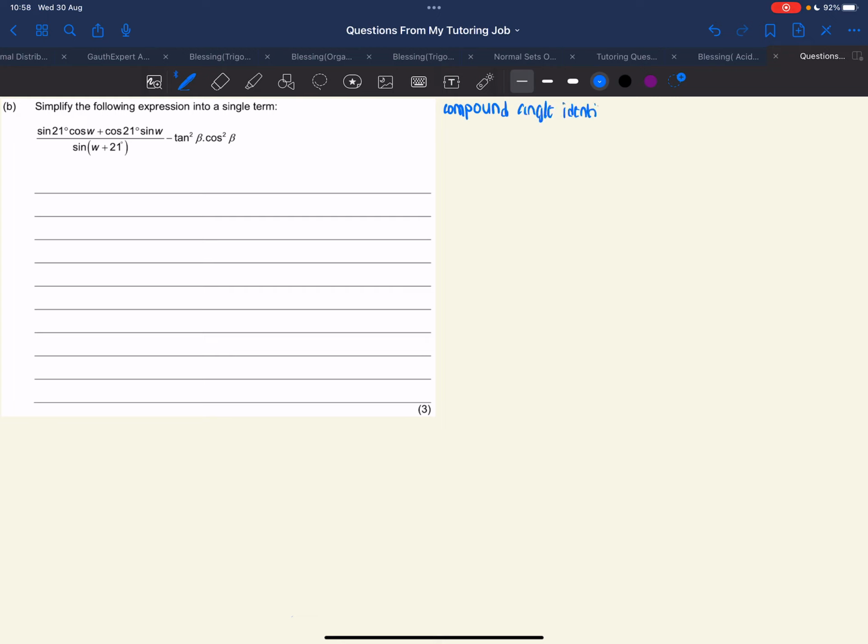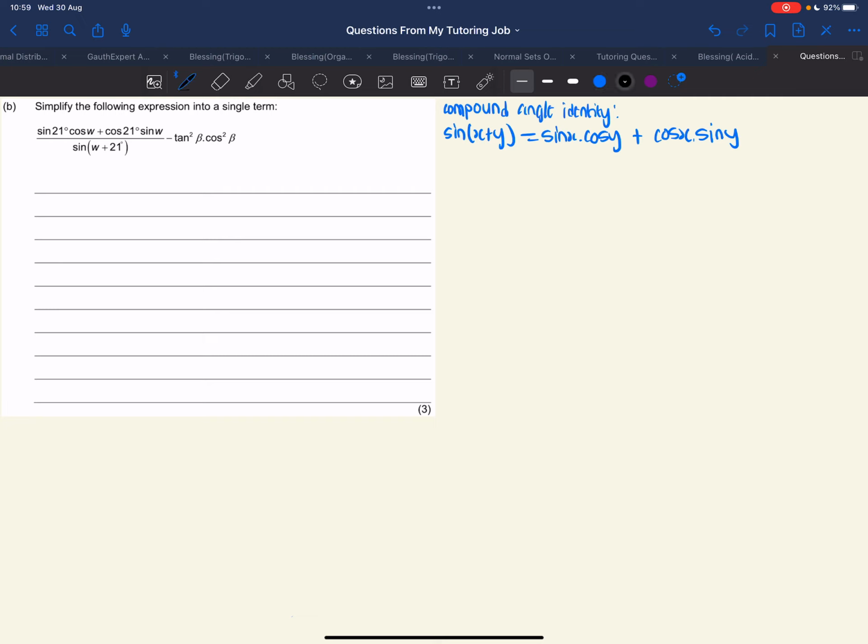Now the compound angle identity for sine, if you're combining angles, says that sine of x plus y is going to be sine x multiplied by cos y plus cos x multiplied by sine y. Okay, now we're going to do the question above.